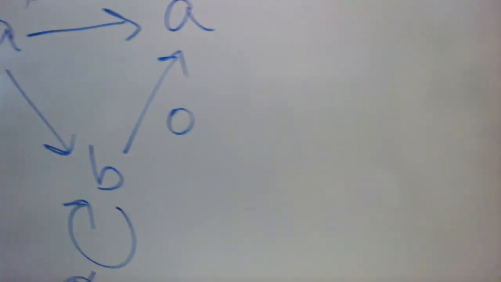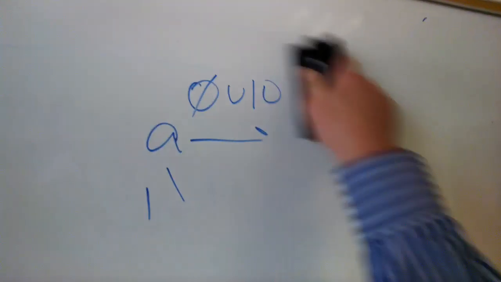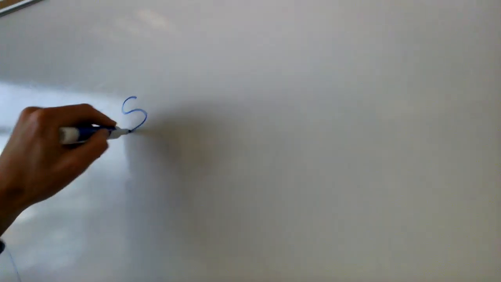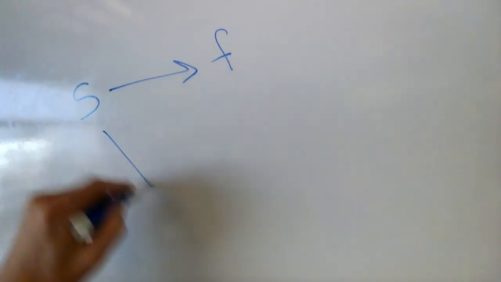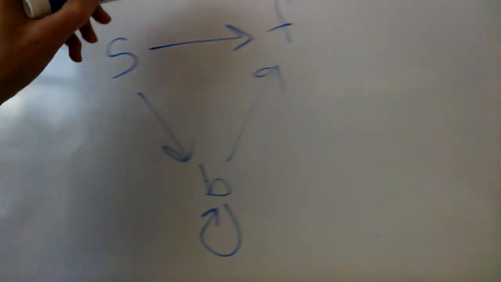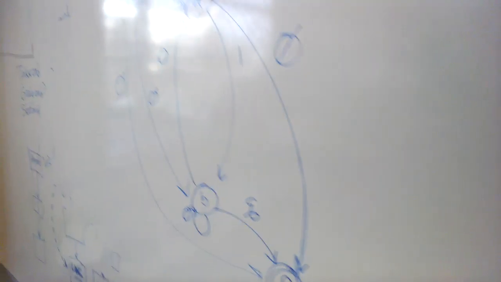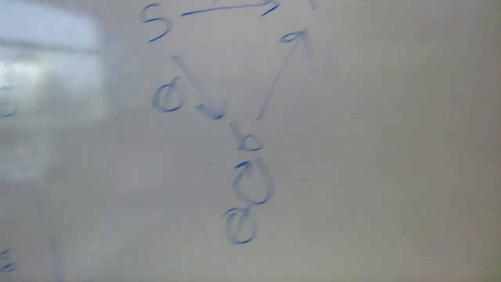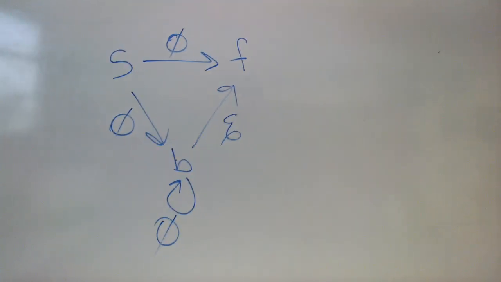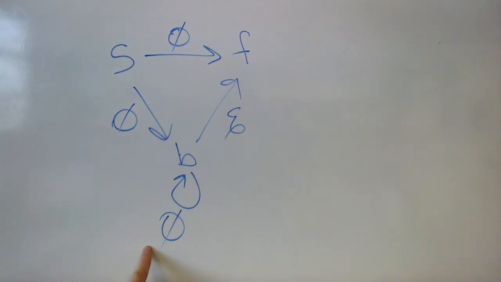The final one that I need to deal with is the possibility of going from S to F through B. So if I go from S to F, or if I go through B, then when I go from S to F, that's labeled with the empty set. When I go from S to B, that's labeled with the empty set. When I go from B to itself, that's labeled with the empty set. B to F is labeled with epsilon. So I end up with empty set star epsilon.